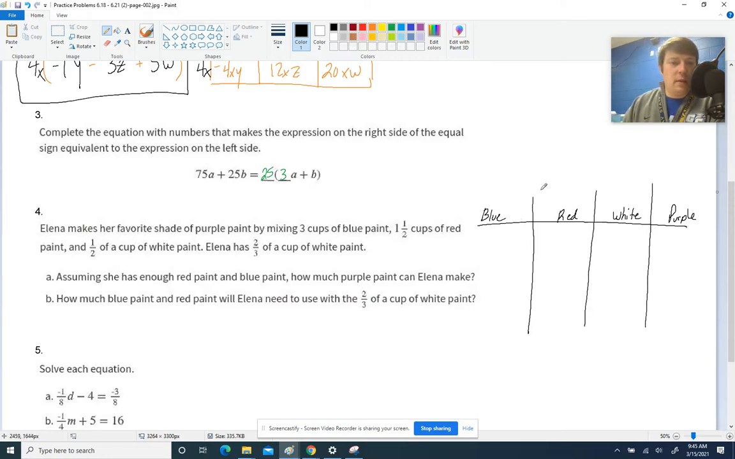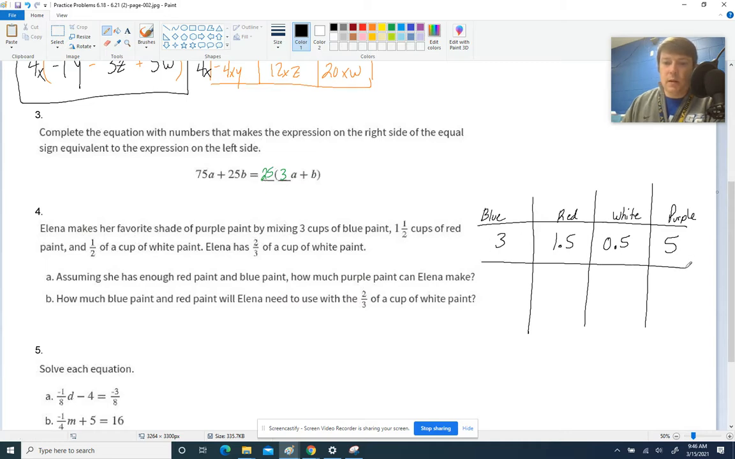We know that the proportions that she needs to use is 3 to 1.5 red. I'm going to use 1.5. And then 1/2 a cup of white. This is what it's supposed to be, right? And then that's going to create some purple. Now, if she does that mixture, we can add these 3 numbers together. 2 plus 3 is 5. It would make 5 cups of purple, right?